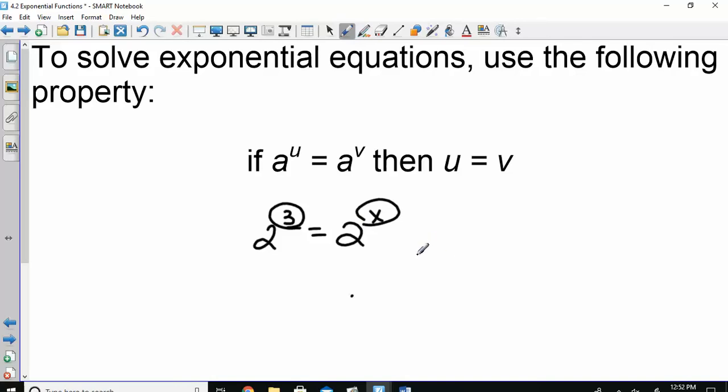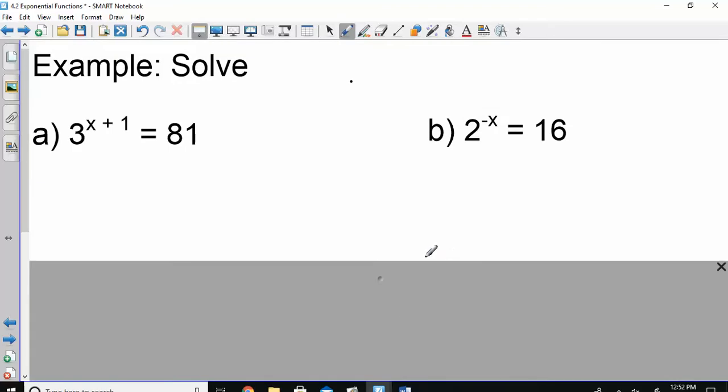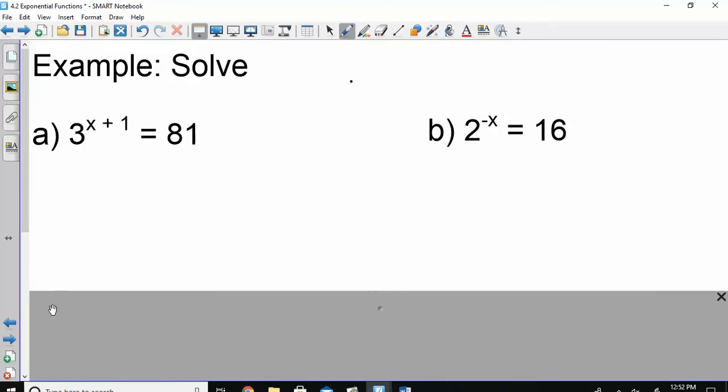This only works if it's set up exactly as written. In other words, you can only have one base on each side. Can't have anything else. I can't have 2 times this. I can't have 2 squared times 2 to the 5th equals 2 to the x. It has to be just one base on each side. And then you can just drop the base and set your exponents equal. So let's start solving some equations with these.